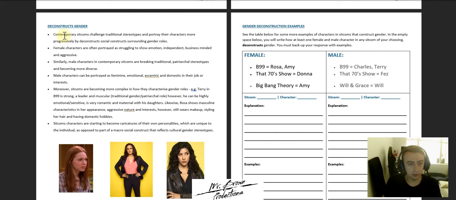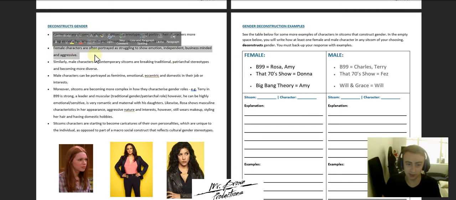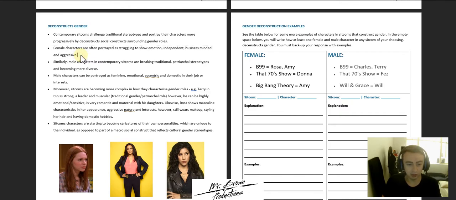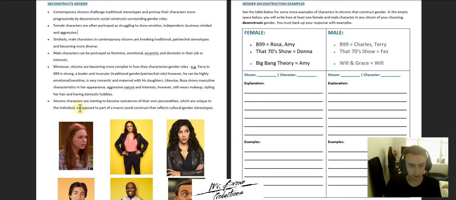Now, with our core dot points here, I want you to similarly draw an arrow and an example where it's applicable. This one you probably don't need to do it for, but when we say things like female characters are often portrayed as struggling to show emotion, they're independent and aggressive, or business-minded or work-minded, you might write Rosa, for example, from Brooklyn Nine-Nine might be a good example there, or Donna from That 70s Show.